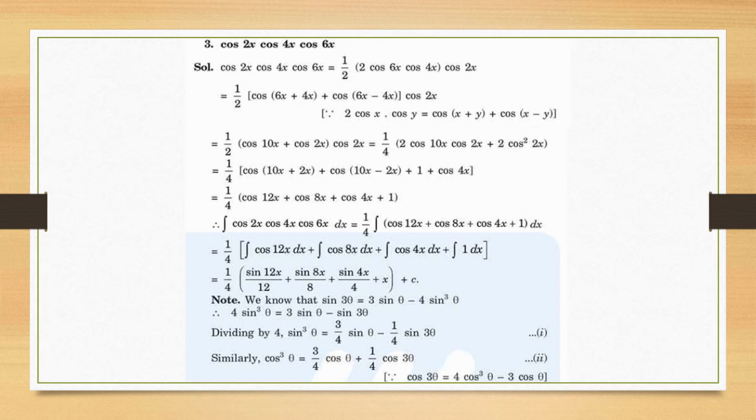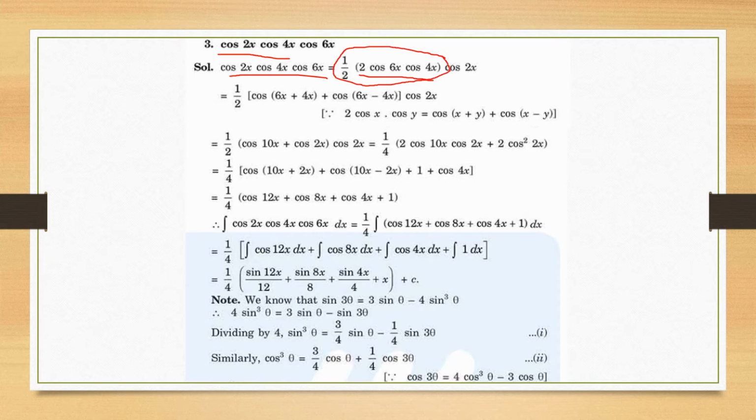Question number 3 is integral cos 2x, cos 4x, cos 6x. Now here you can see that in the previous question there were only 2 terms. Here there are 3 terms. So in the same way I'll proceed, but I have to use that result twice. Firstly, out of these 3 I'll associate two, out of which I can take the third as common. So if I take cos 6x and cos 4x together, the very first thing is to multiply and divide by 2, so that I will just focus on this part.